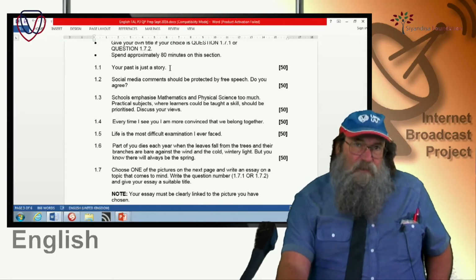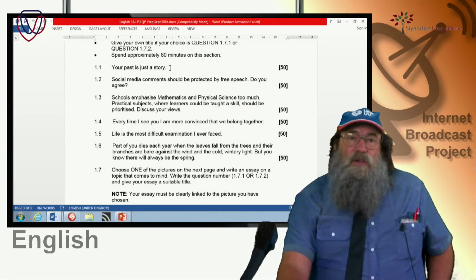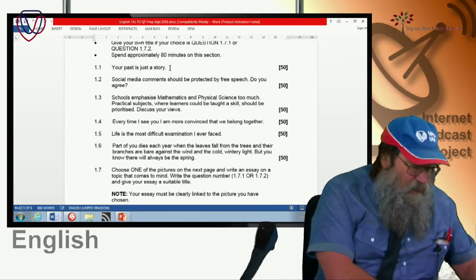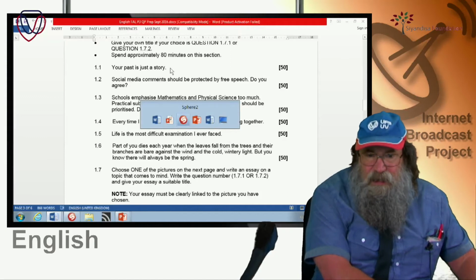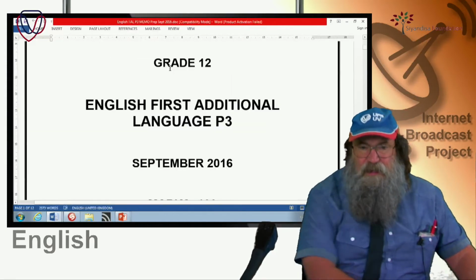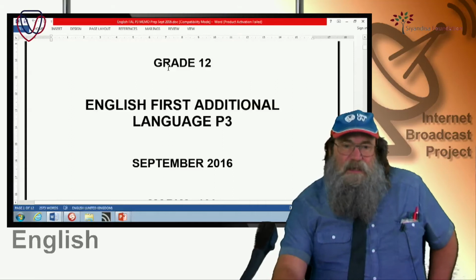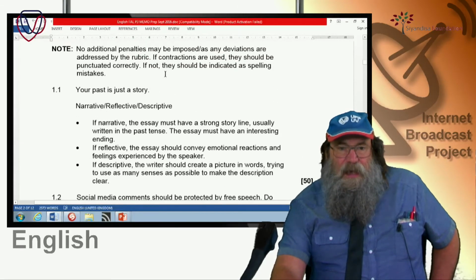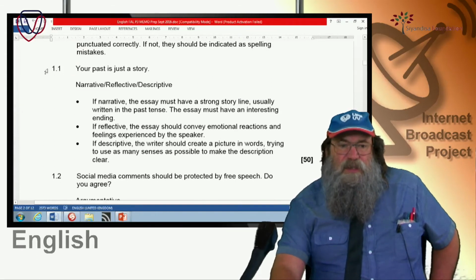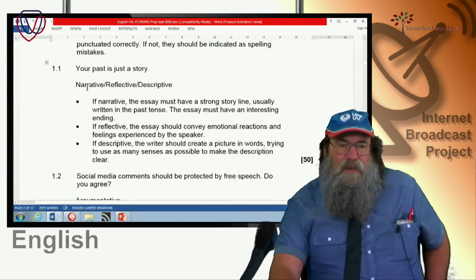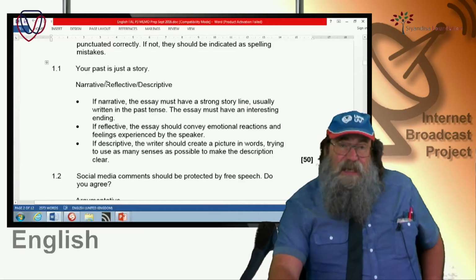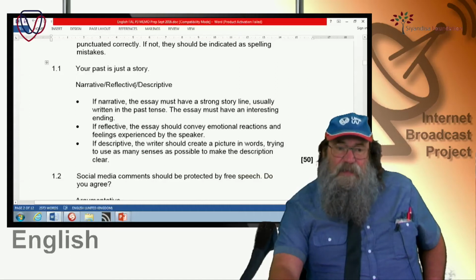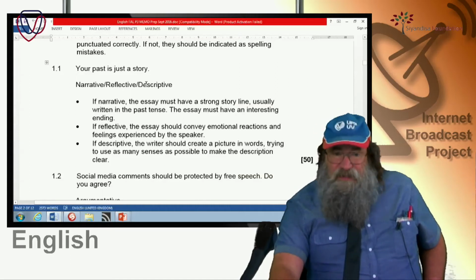And I think for this, it will be necessary to look at the memorandum. Okay, so now, give me a second here. I'm going to try to find, there we are, there's our memo. Here is the paper which tells you how to mark this paper. Okay, and we go to here. Your Past is Just a Story, and it says here, can be a narrative essay, yes, can be a reflective essay, can be a descriptive essay.